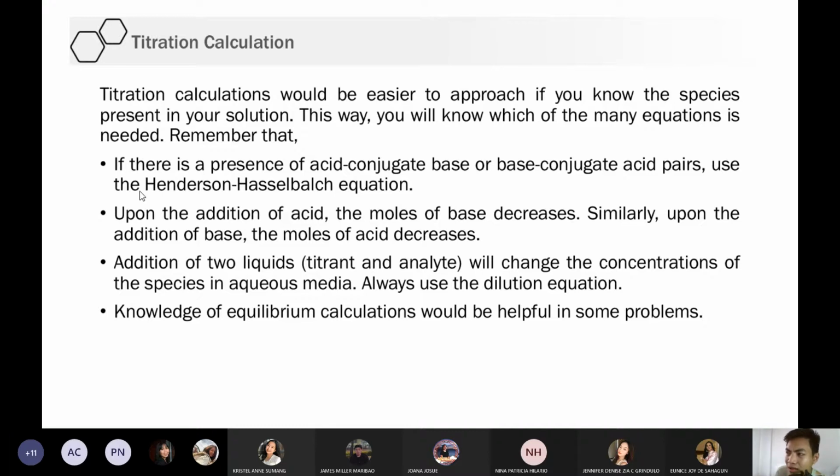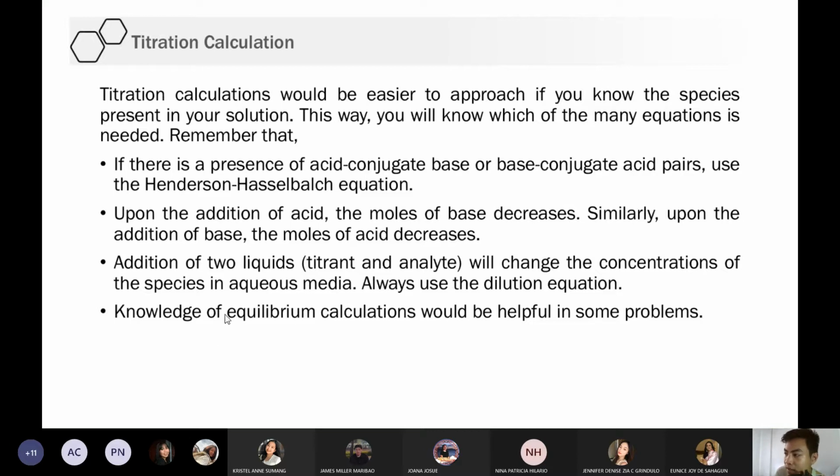Okay? So ito lang yung mga notes natin. In addition of two liquids, titrant and analyte, magbabago yung concentration ng substance because of the dilution. Okay? So, pag pinagsama mo yung analyte and titrant, lalaki yung volume and as a result, madidilute yung molarities nila. So, kailangan mo gamitin din yung dilution equation.